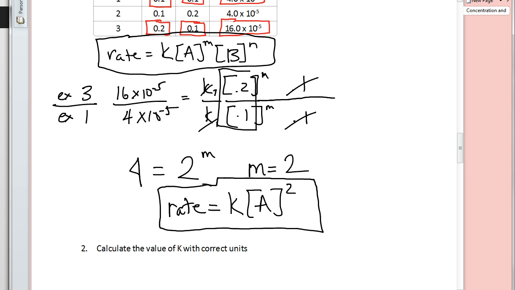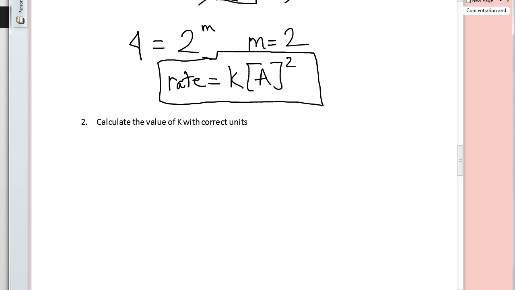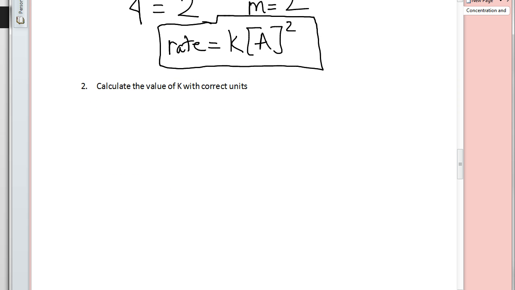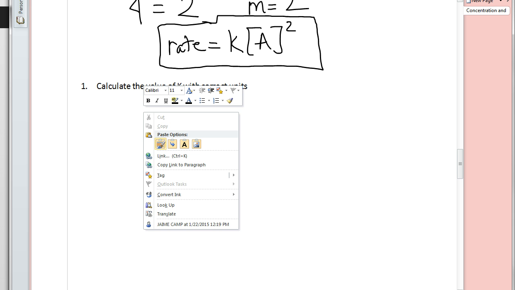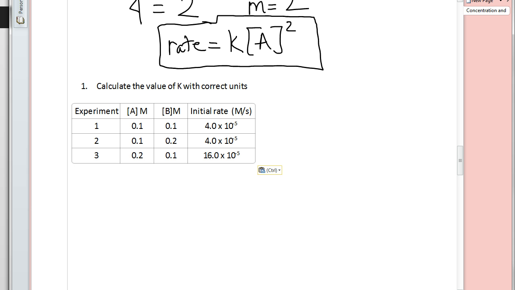Okay? Now, the last thing they're going to ask us to do in this problem is to calculate the value of K with correct units. I'm going to put my data table back down in here real quickly because I need that. So to calculate K, here's what we do, and it's really easy to do. First off, let's write our rate law. Well, we have our rate law written right here. We don't need to rewrite it. We're going to use this value. We're just going to pick an experiment. We're going to pick any experiment.